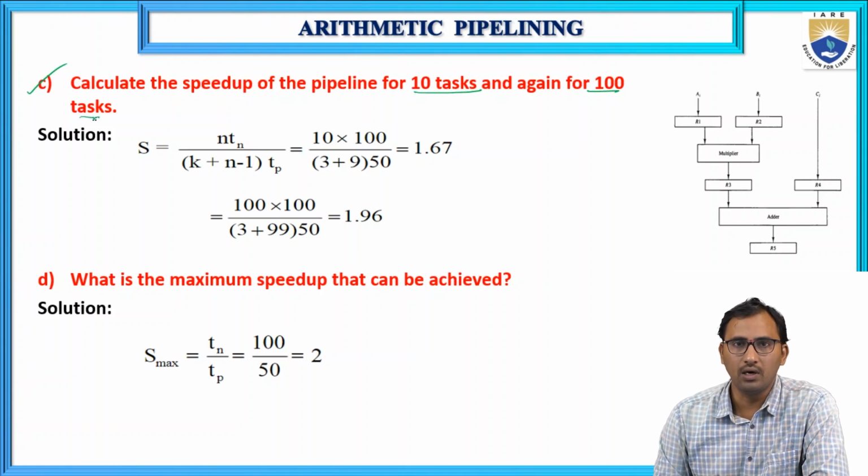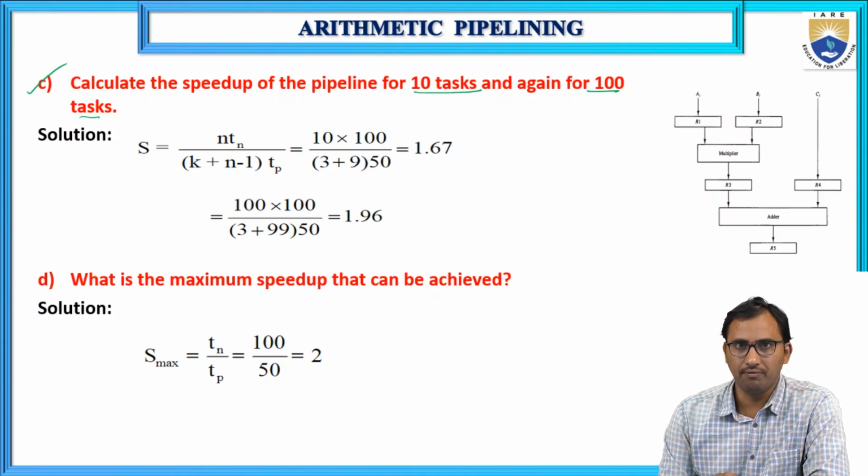So already we know the formula for speed up factor. The speed up factor is represented with S, that is equal to time required for non-pipelined by time required for pipelined execution. So that is equal to n into Tn. So the number of tasks are 10. So we are considering first 10 tasks.